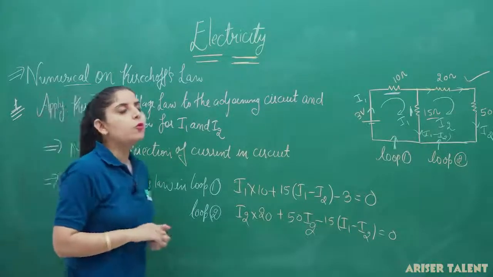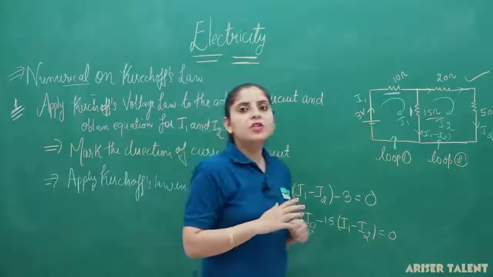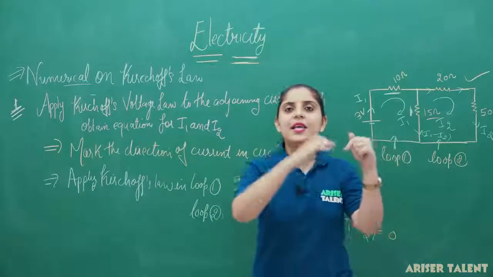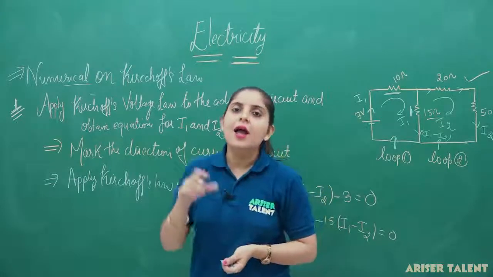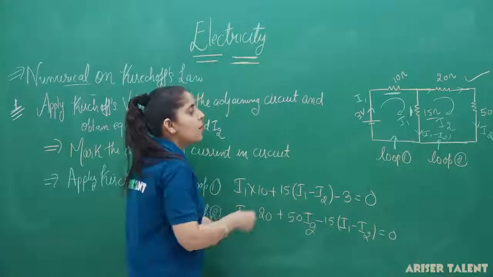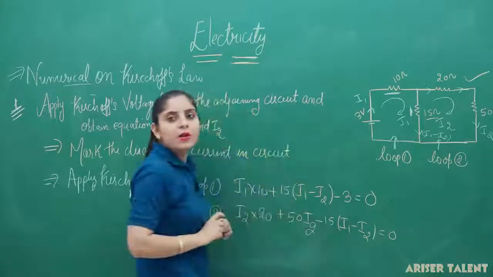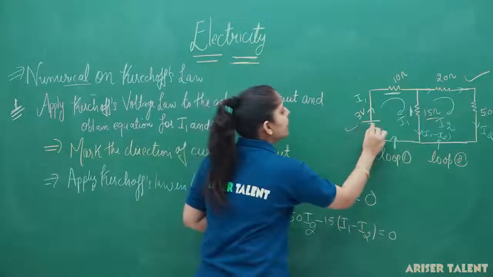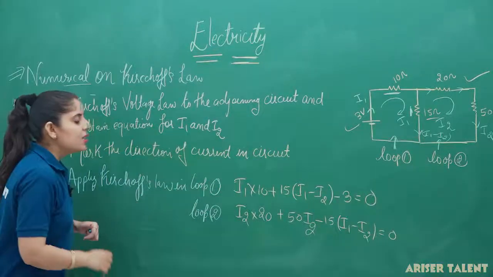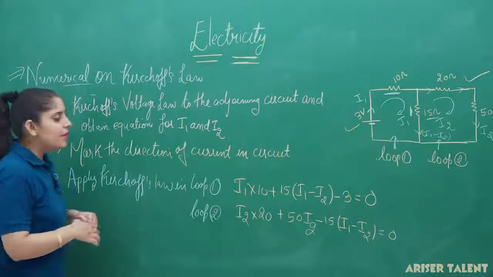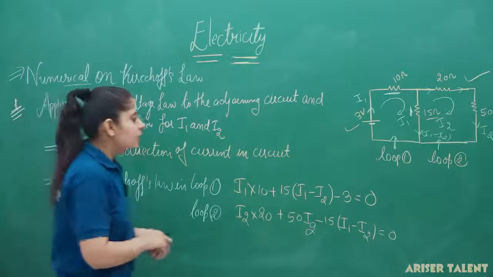So, if you are taking the direction of the current negative, take all the products of I and R in the negative direction and the battery will be positive. But if you are taking the positive direction of a current, take the value of the battery negative because you are going in the negative direction here. So, these are the two equations. On solving these equations, we will get the values of I1 and I2. So, let us solve the equations here.